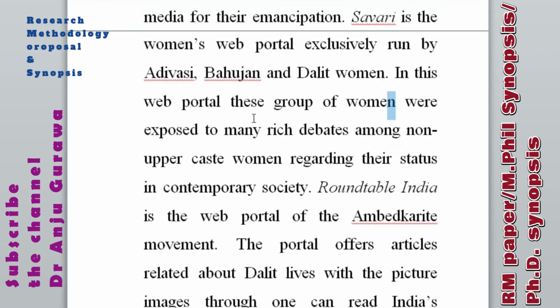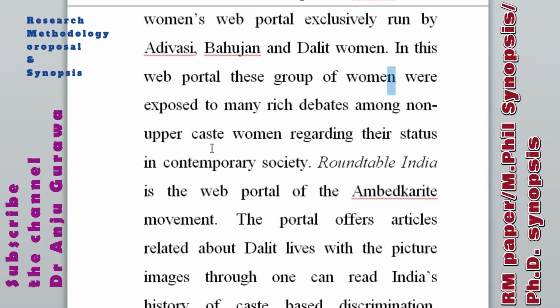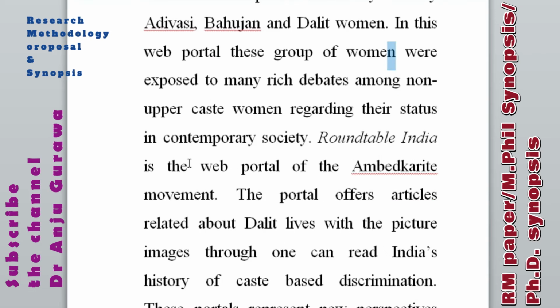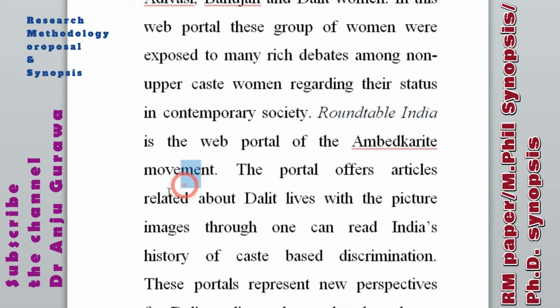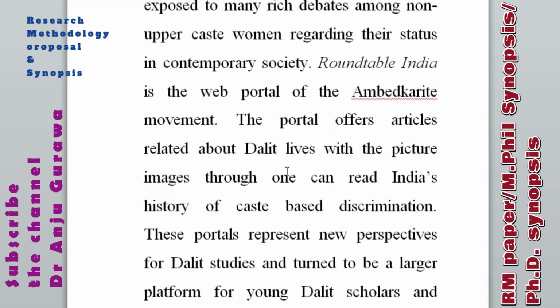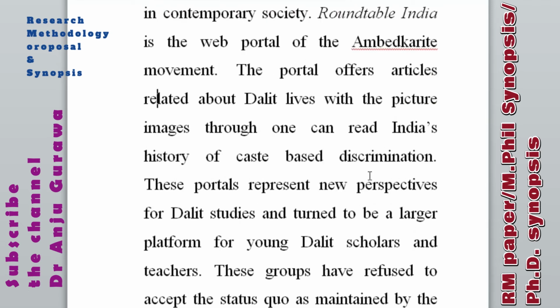Try to understand how Dalits are using new media for their emancipation. Savari is a women's web portal exclusively run by Adivasi Bahujan Dalit women. In this web portal, these groups of women were exposed to many rich debates among the non-upper caste women regarding their status in contemporary society.